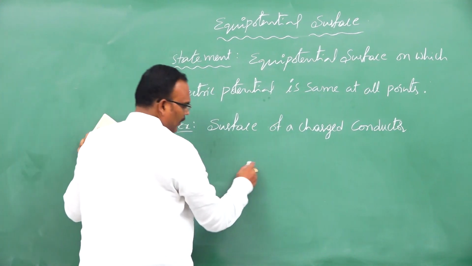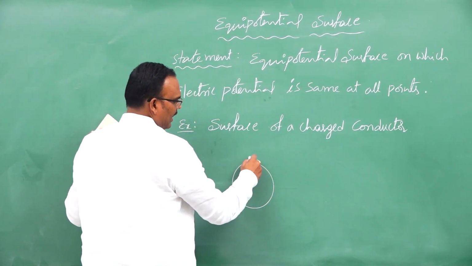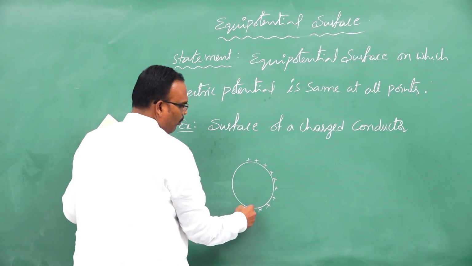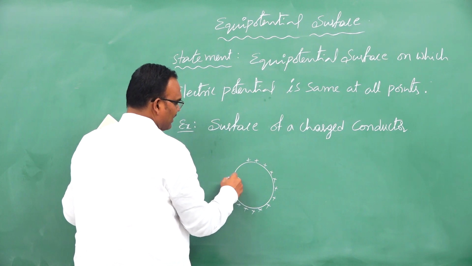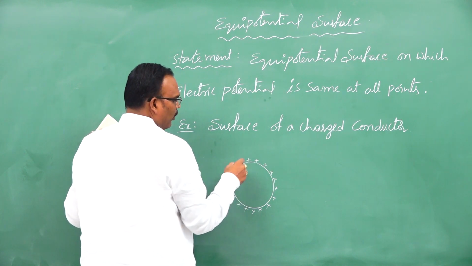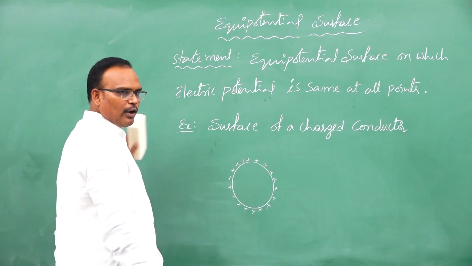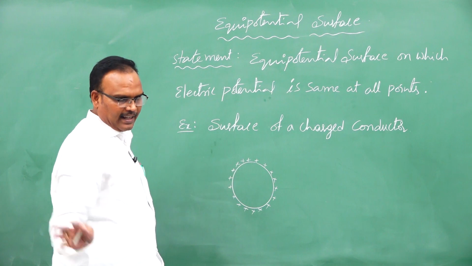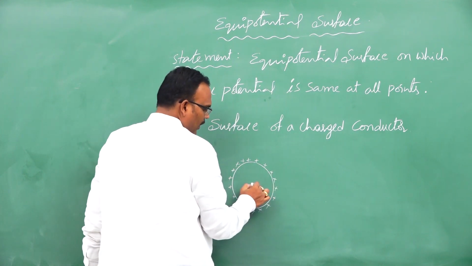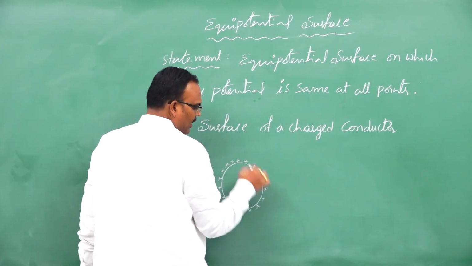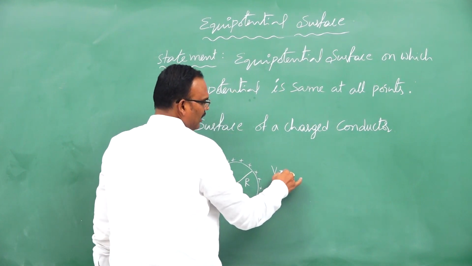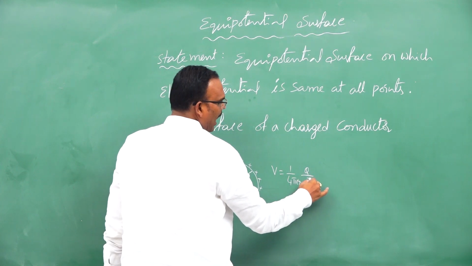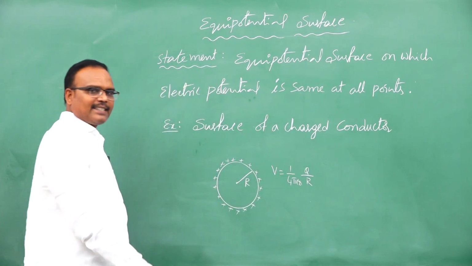See here, if you take a sphere, if it is charged, usually a sphere is a uniform body. We have discussed this in the previous classes. Uniform body, so charge distribution is also uniform. Potential at any point on the surface is constant. That is, if the radius of the sphere is r, then potential V is equal to 1 by 4 pi epsilon naught q by r. Potential at any point is the same.